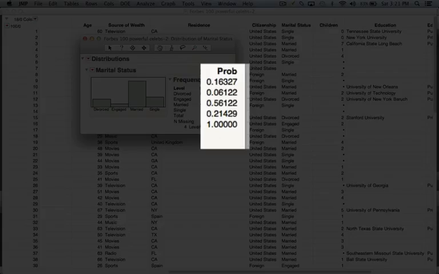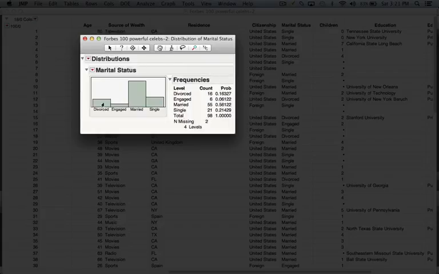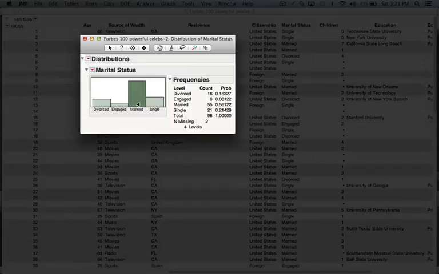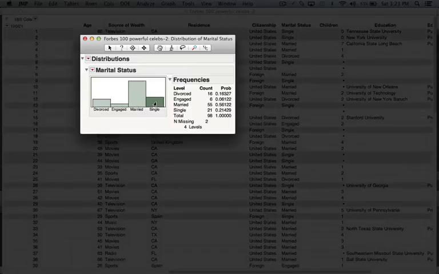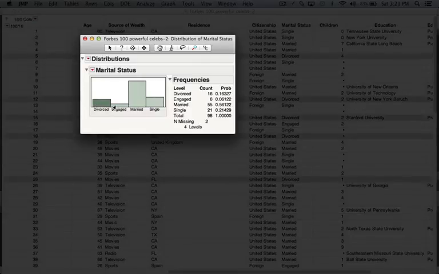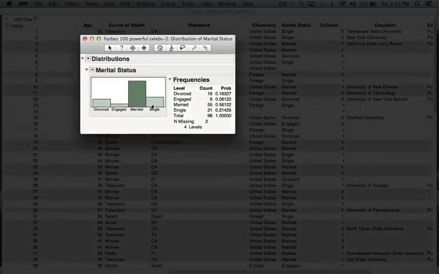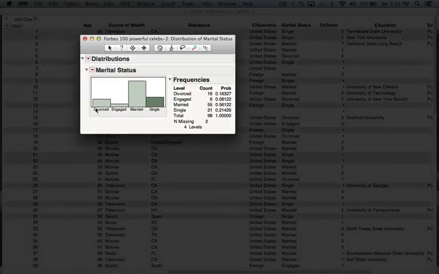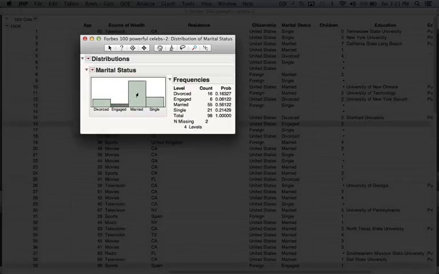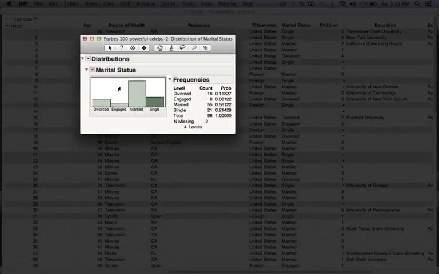This column over here shows the relative frequency of each of the four categories. Divorced, 16%, engaged, 6%, married, 56%, and single, 21%. In addition, a quick side note, if you click on each of the bars in the bar chart, it will highlight the individual rows for which the celebrities were divorced, engaged, married, or single. And that's really handy if you want to know exactly which celebrities fell into each of the four categories.